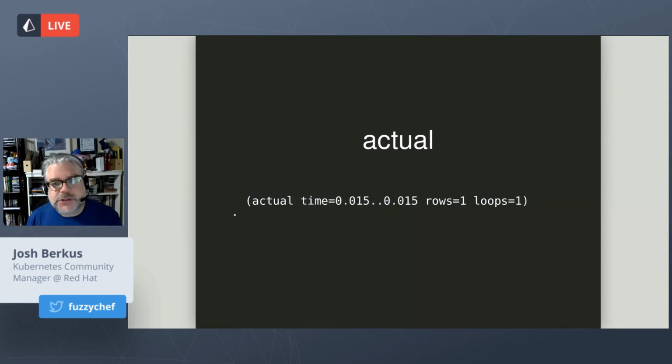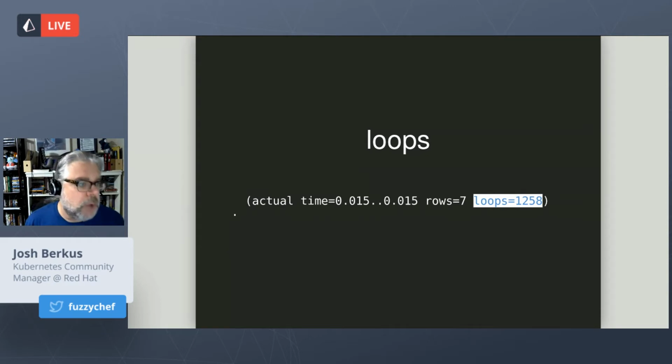And how many rows it actually retrieved. When this actual is radically different from the expected, that's one of your signs of a problem. One of the other things here to look for is loops. That loop figure is a multiplier. So 7 rows with 1,200 loops actually means roughly 10,000 rows total.